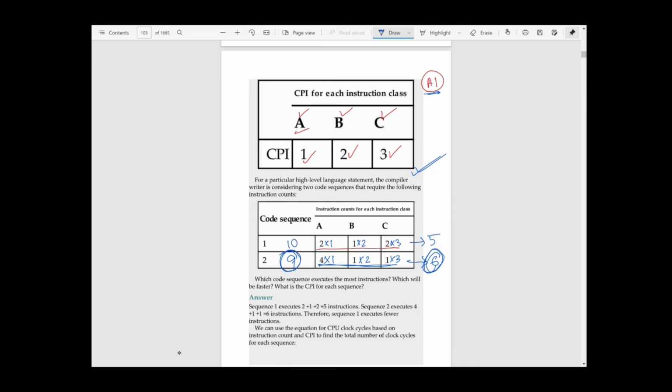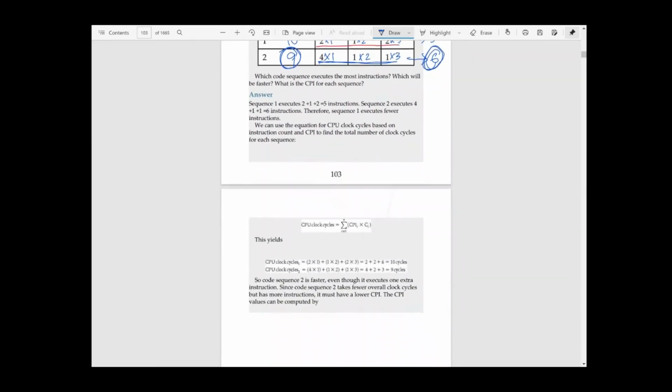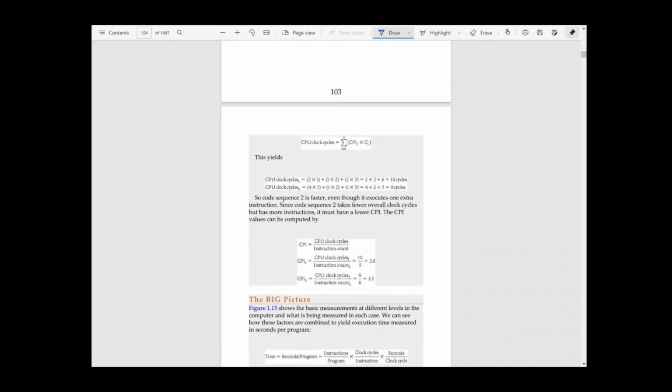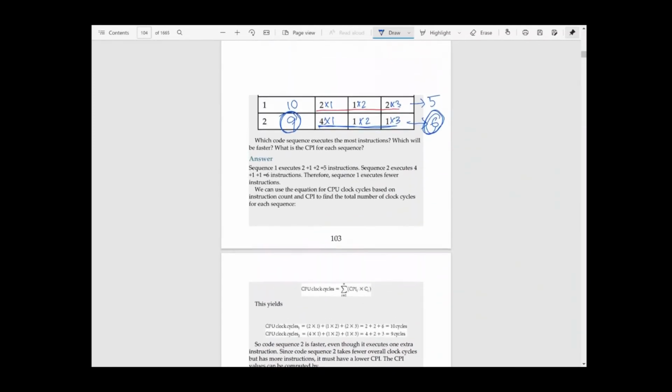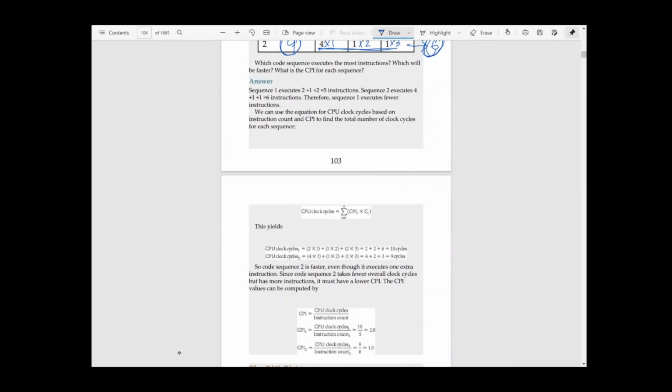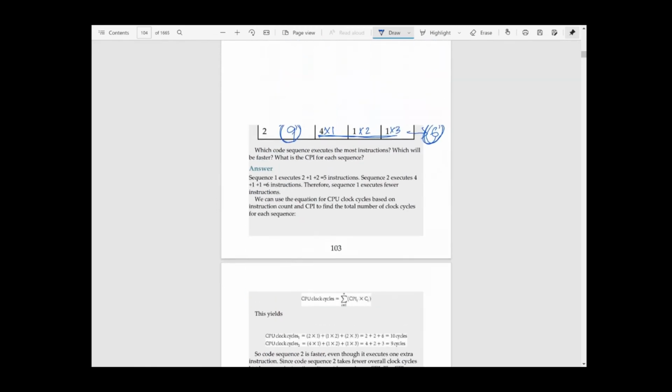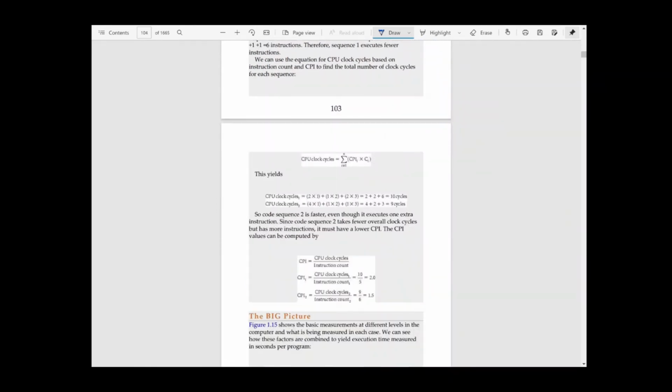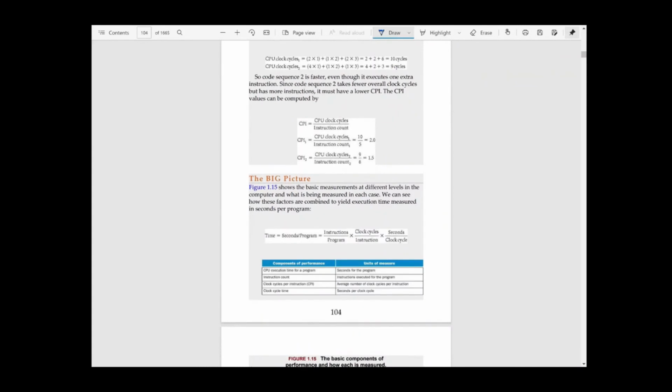That's why the main purpose of this example is that all the parameters are important. CPI as well as instruction count, all these parameters are important, and if those things are available to a compiler, then it can generate a better or optimal assembly language code. Again, I'll advise you to try to understand this example. I have explained it here, the same thing they have explained in the book, so try to understand it from there.